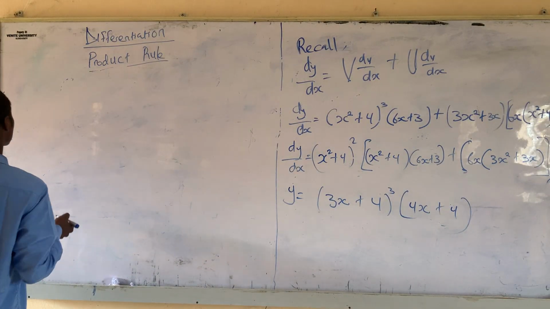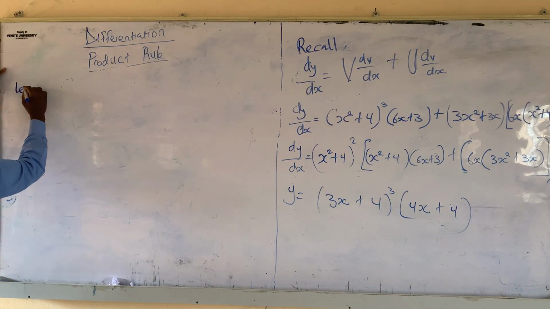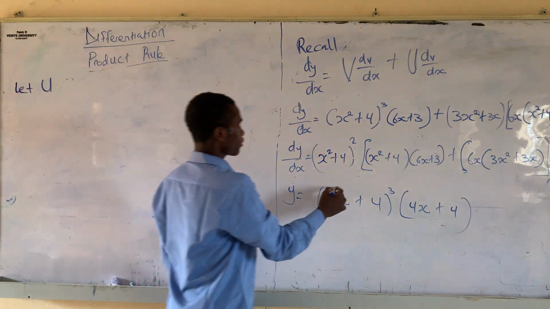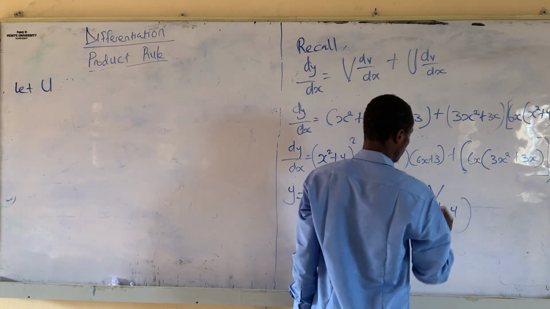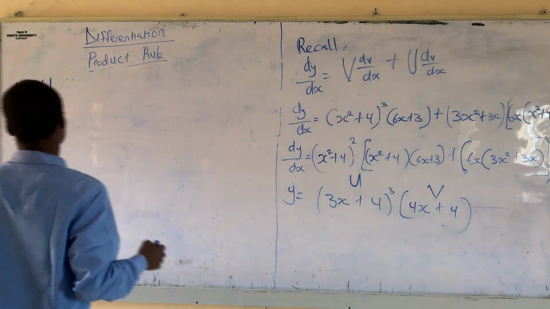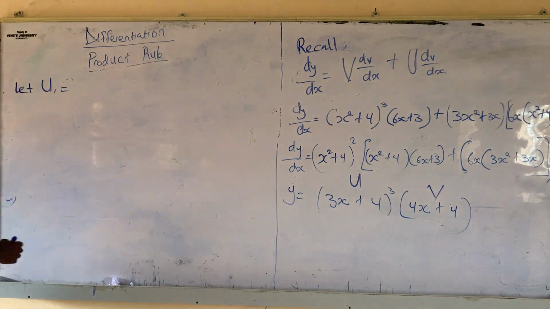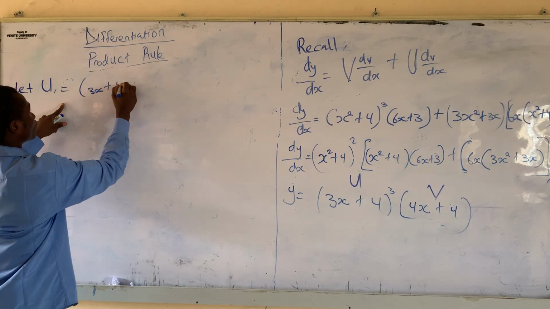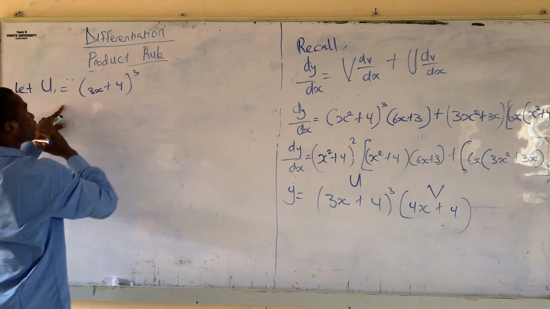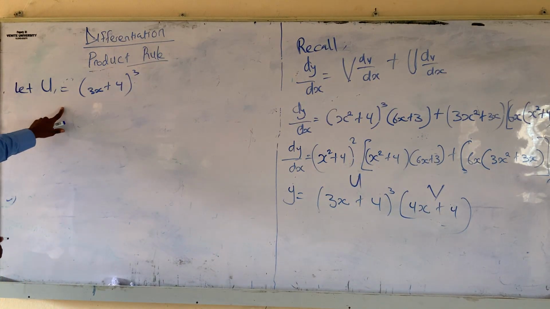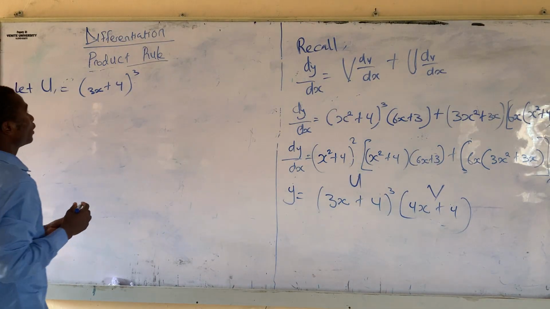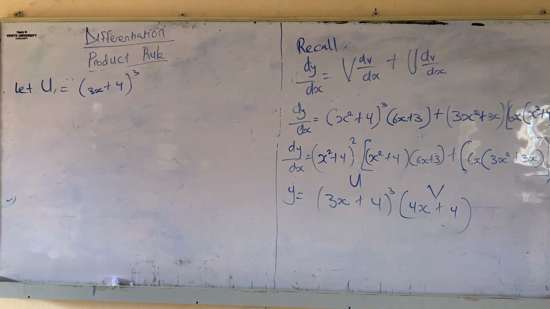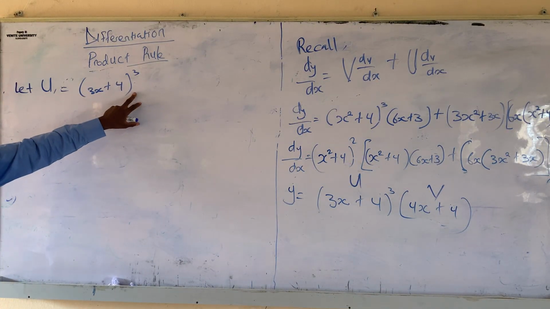It says let u always note this always becomes what? Your u, and this always becomes what? Your v. Then let u be bracket 3x plus 4 raised to power 3, and here whenever you see brackets with power, then it means what?